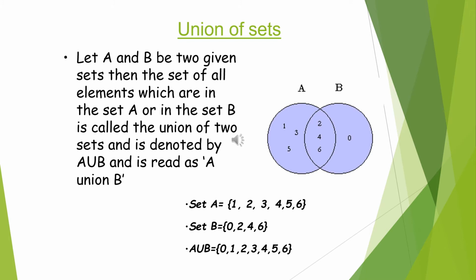Now we will see the union of sets. Union means all. Union means all the elements of A and B. If I see A equals 1, 2, 3, 4, B equals 0, 2, 4, 6, then what is A union B? That is all: 1, 2, 3, 4, 5, 6 and 0 itself.